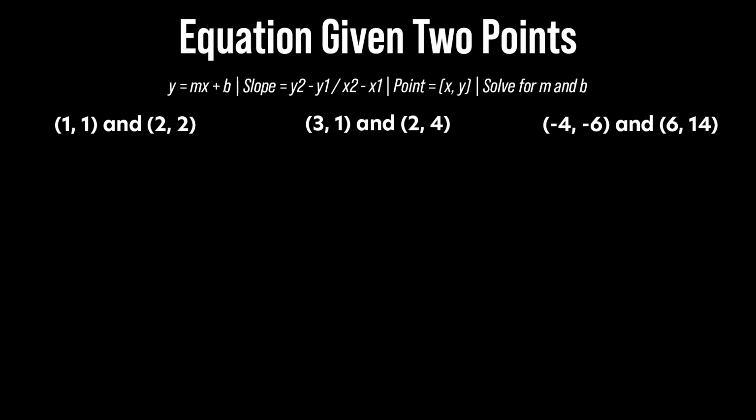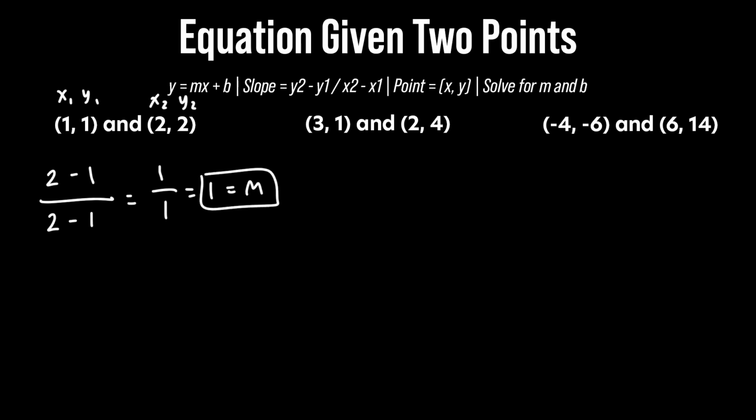M is the slope. So in this first problem, we have x1, y1, x2, and y2. So now we can solve for slope. Using this equation, y2 minus y1 is going to be 2 minus 1 over x2 minus x1, which is 2 minus 1. So this is going to be 1 over 1, which is equal to 1, which is equal to m, which is the slope. So now we have the slope, and we can use the slope and 1 point to find the equation.